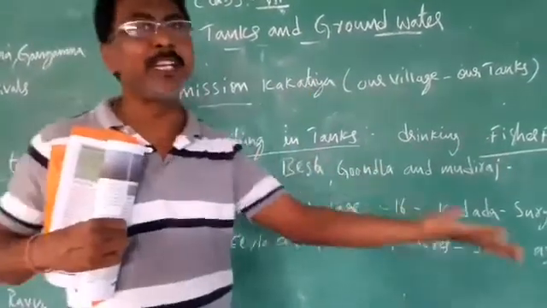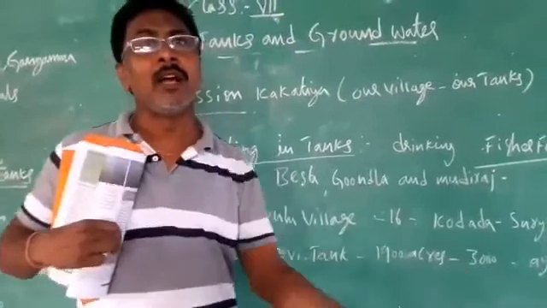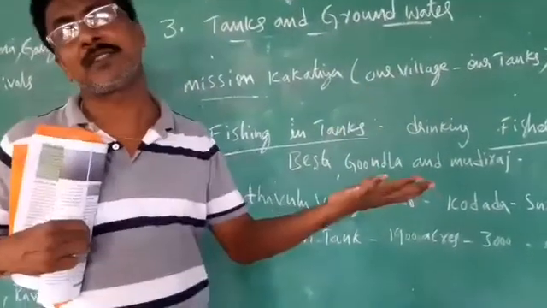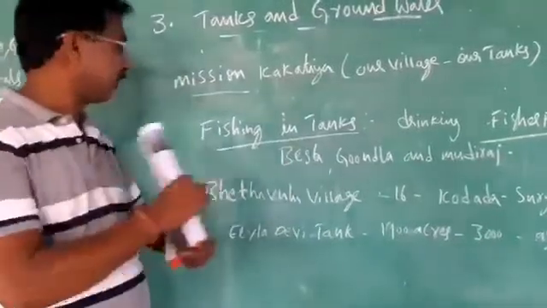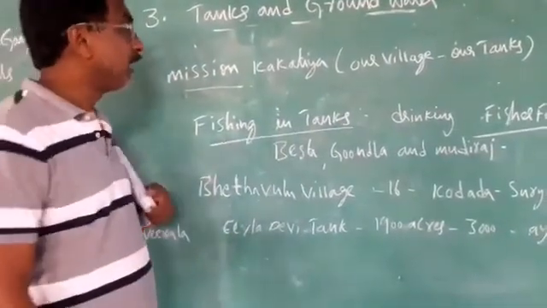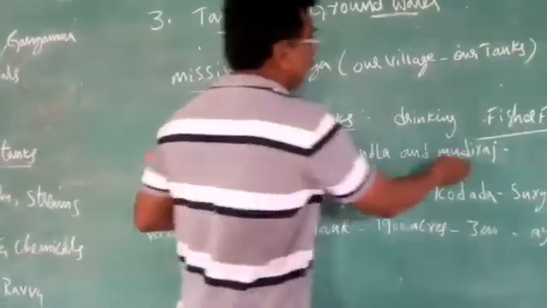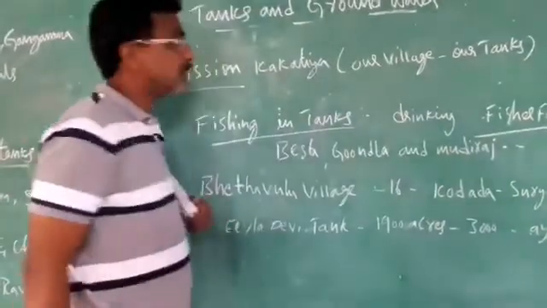They will do the fish seeding. They will feed the fishes, and what else will they do? They will catch the fishes. You see, that is about what you see here. I am telling you, the Vesta, Gunda and Mudiraj people will catch the fishes in the rivers.